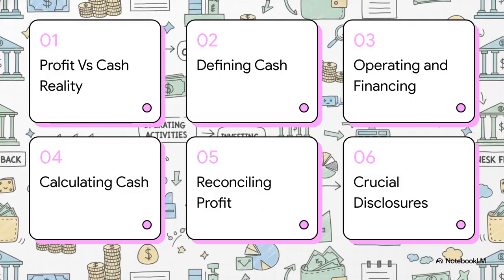Okay, let's look at our roadmap. We are going to cover Section 1, Profit versus Cash Reality. Section 2, Defining Cash and Equivalents. Section 3, Operating, Investing, and Financing Activities. Section 4, Calculating Real Cash Movements. Section 5, Reconciling Profit to Cash. And finally, Section 6, Crucial Non-Cash Disclosures.